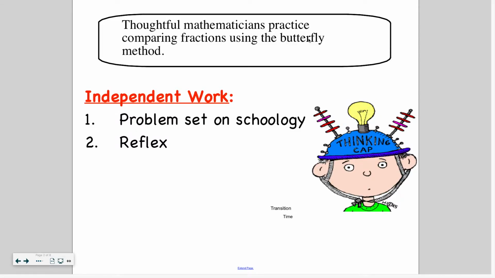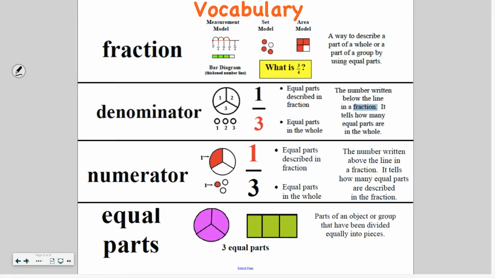Hi scholars, so today we're going to learn a new strategy to help us compare fractions. Thoughtful mathematicians practice comparing fractions using the butterfly method. So you can go ahead and review the vocabulary words that we've been seeing throughout this module. Pause to read them to yourself, refresh your memory.